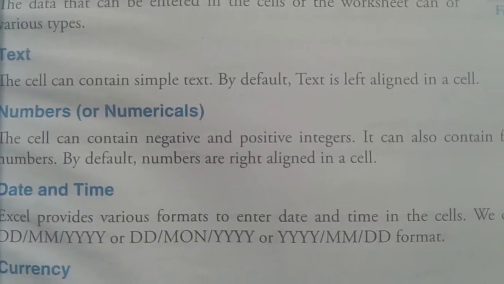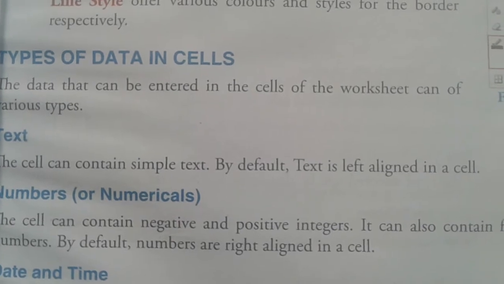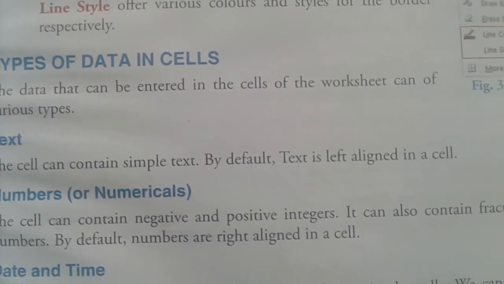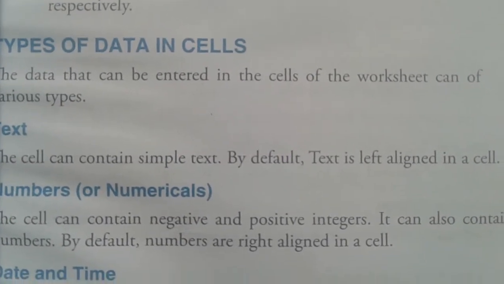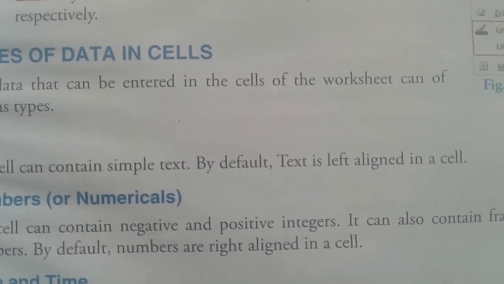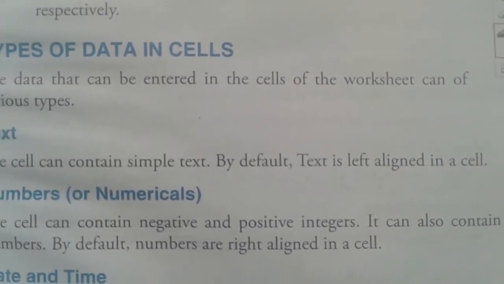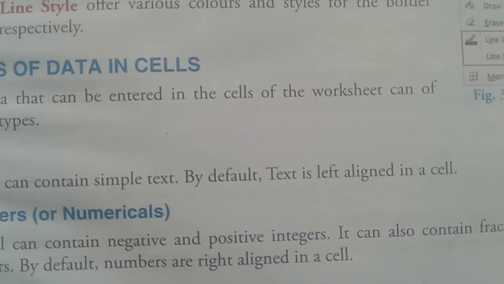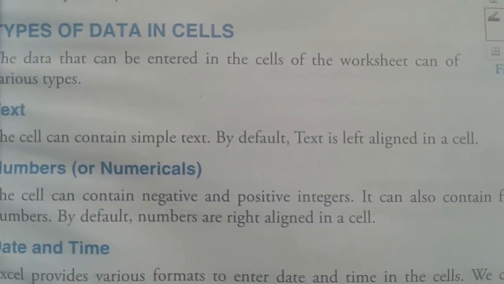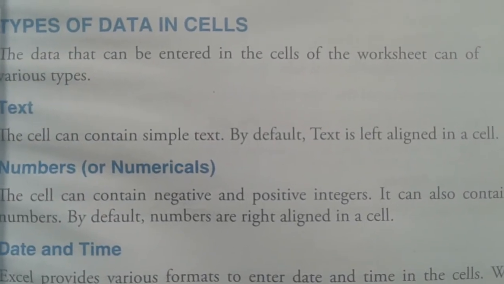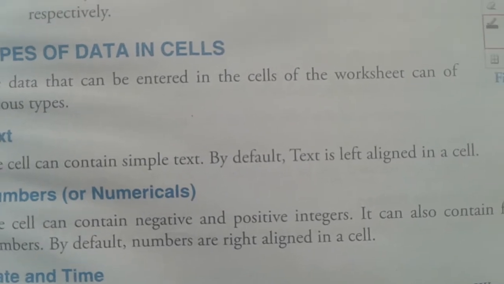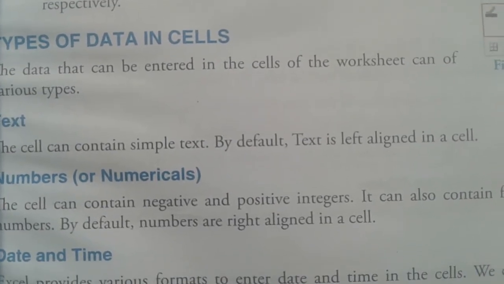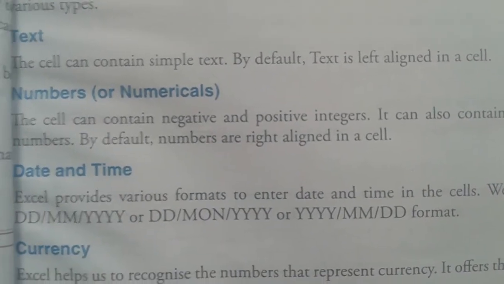Types of data in a cell. The data that can be entered in a cell of the worksheet can be of various types. Means whatever data is entered in a cell of the worksheet can be of various types. Like how many types of data are there?